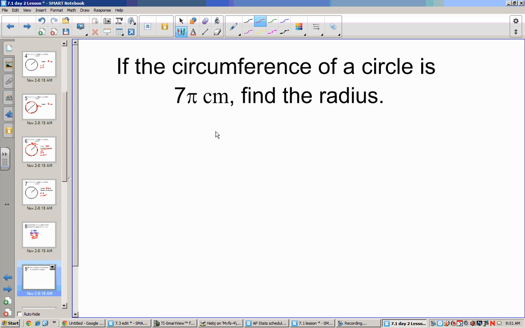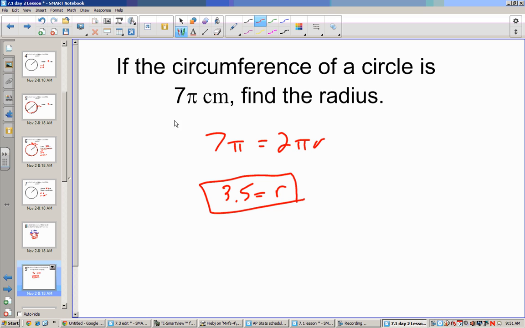If the circumference of the circle is 7 pi, then 7 pi equals 2 pi r. Divide by 2 pi, and r will just be 3.5. Another way you can look at this is that 7 represents the diameter, so then the radius is just half of that.